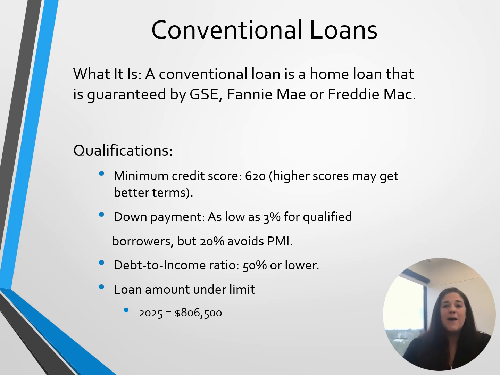And loan amounts, there is a limit to the conforming loan limits. And in 2025, that limit is $806,500. So as long as your loan amount is under that, not your purchase price, just the loan amount, then you can do a conforming loan.